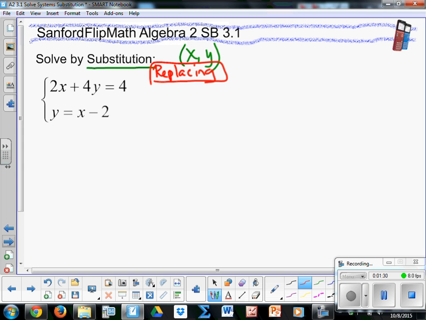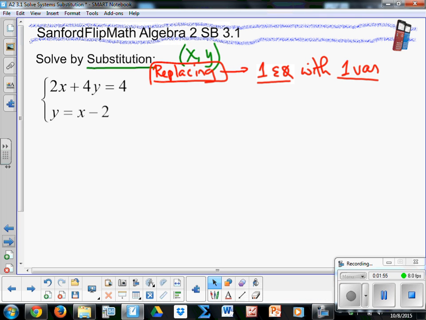What we're going to do is take these two equations with two variables and make a replacement so that we can end up with one equation with one variable. That's the goal. If we can get one equation with one variable, then we can solve for that one variable. That's stuff we already know how to do. So what I'm going to recommend is you look for an equation that has a variable by itself.